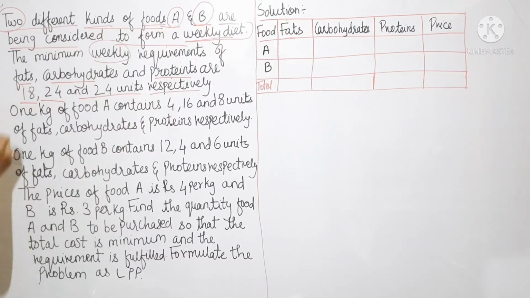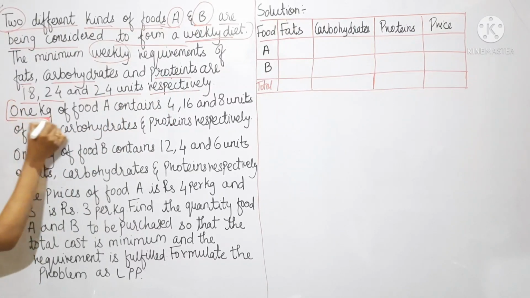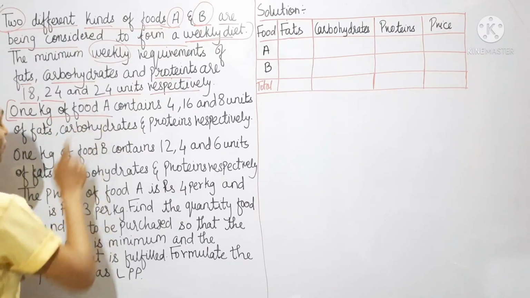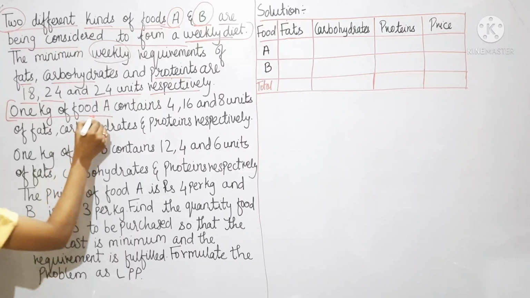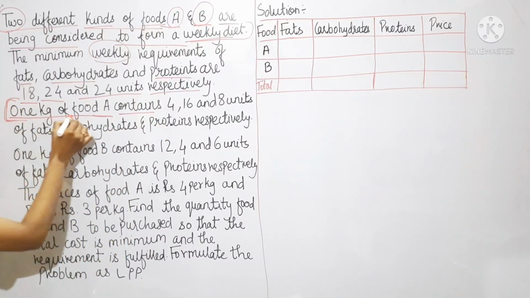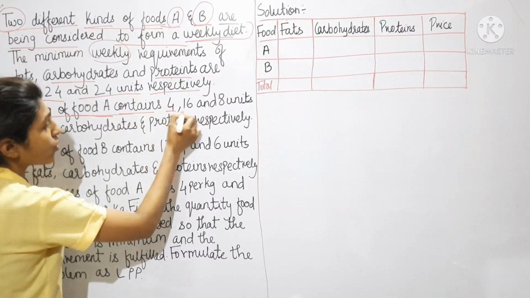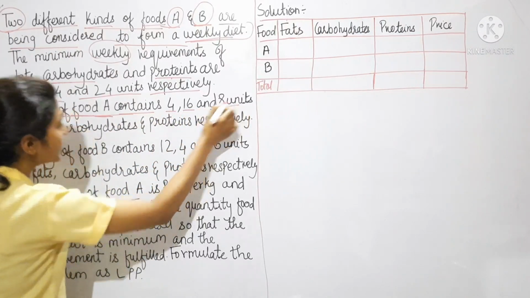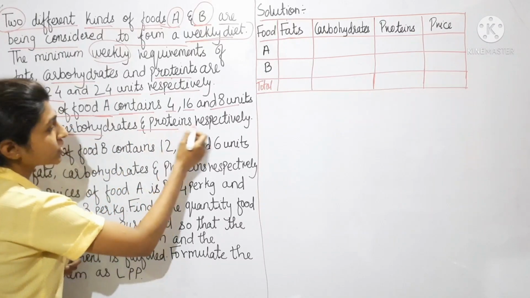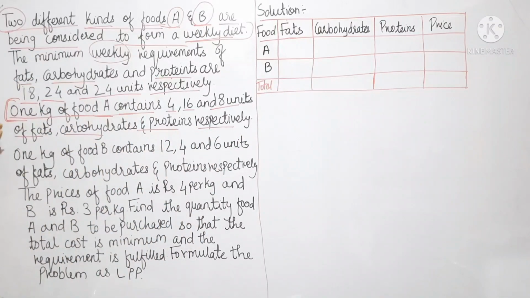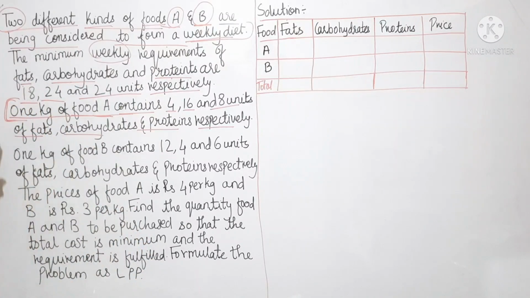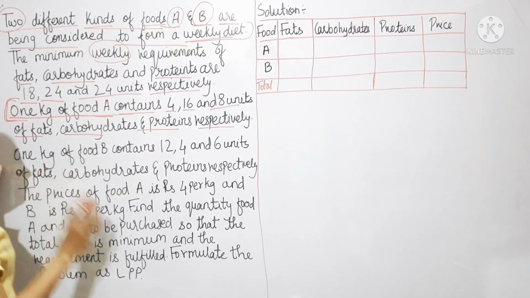Okay, next sentence is what? 1 kg of food A. Now see, 1 kg of food A contains 4, 16 and 18 units of fats, carbohydrates and proteins respectively. So 1 kg of food A. First try to understand the question, and understand the problem carefully.